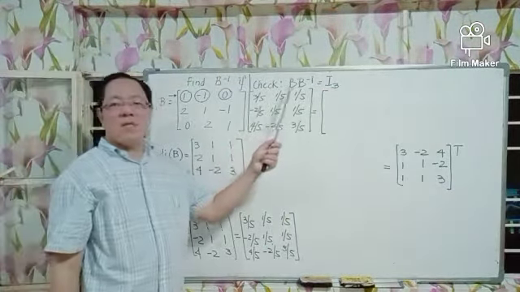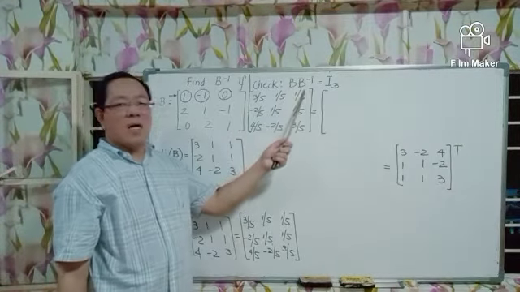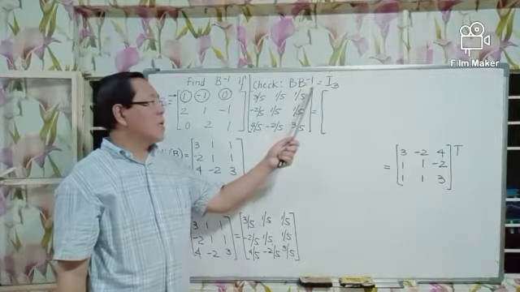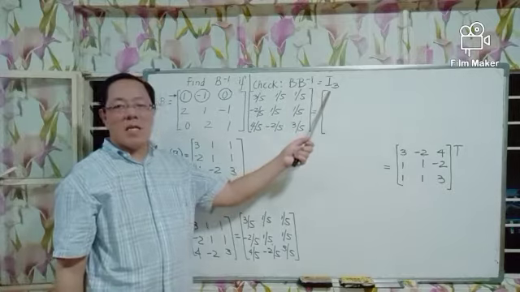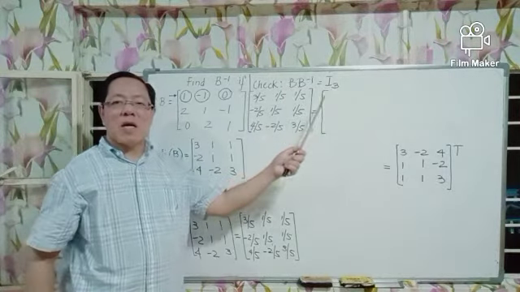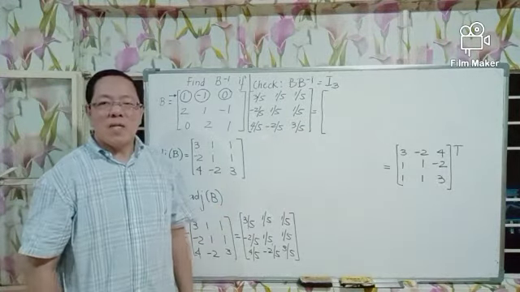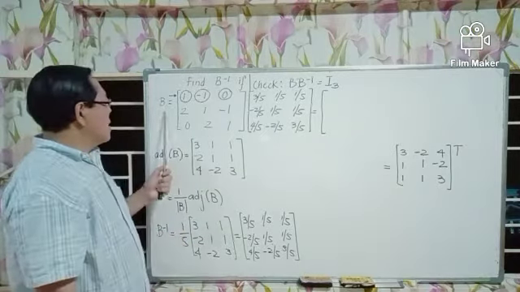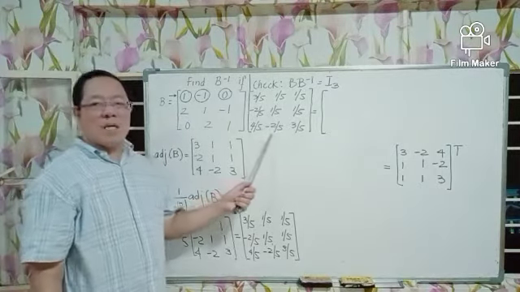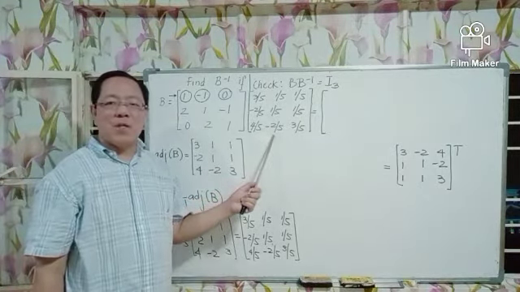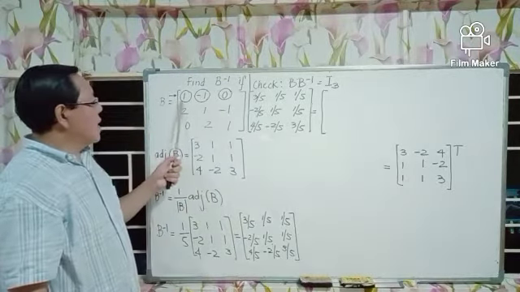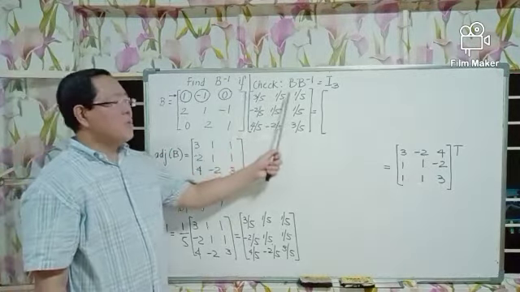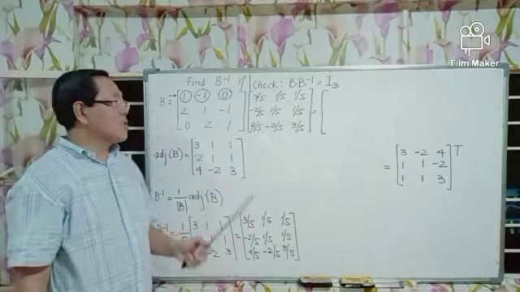To check, we find the product B times the inverse of B, B to the minus 1. The product should be the identity matrix of order 3, or size 3 by 3, with 3 rows and 3 columns. We multiply the first row of matrix B by each column of B to the minus 1.